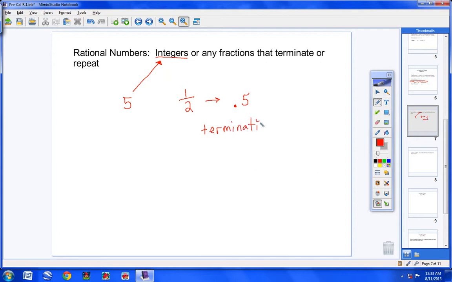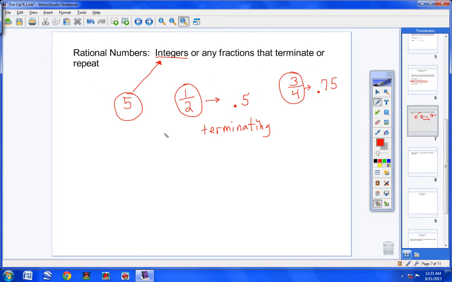Let me give you another example. 3/4 terminates. You know what 3/4 equals. It equals exactly 0.75. So you know what 1/2 is? 1/2 is a rational number. 3/4 is a rational number. 5 is a rational number. Are you getting this? A lot of students make this much more difficult than it needs to be. Rational numbers are any integers or any fractions that terminate or repeat.